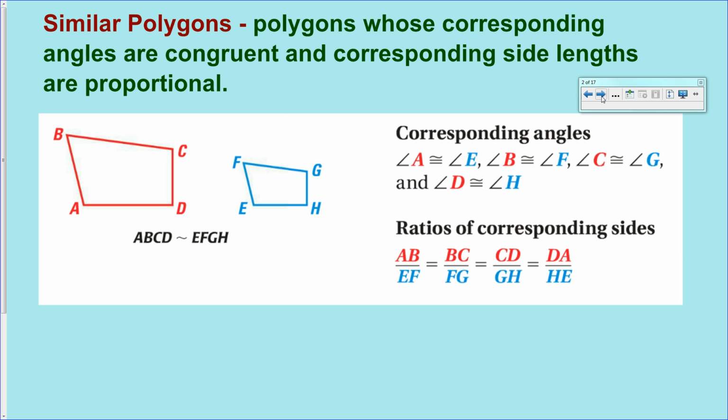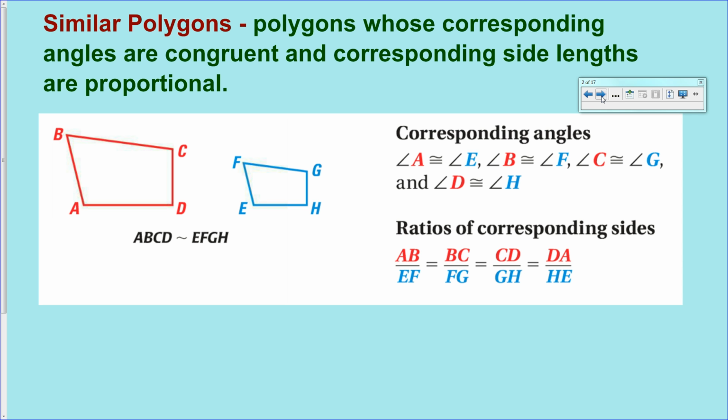Today is all about similar polygons, and on your note guide, you will find a place for a definition of similar polygons, and it's a rather stringent definition. Similar polygons are polygons whose corresponding angles are congruent and whose corresponding side lengths are all proportional. That means in order for two polygons to be similar, every single pair of corresponding sides must have the same proportion as the next pair.